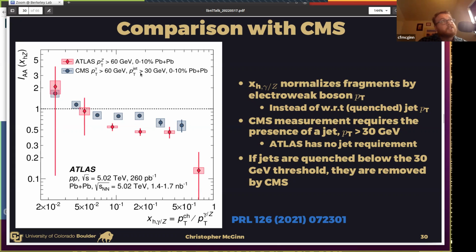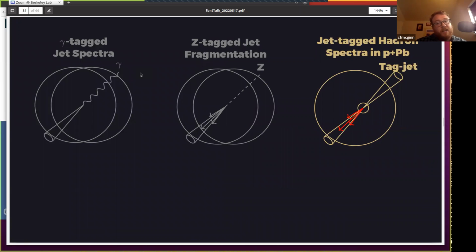But that completes the Z fragment discussion. And then the last thing I want to talk about here before doing a short aside about sPHENIX is jet-tagged hadron spectra in PbPb.